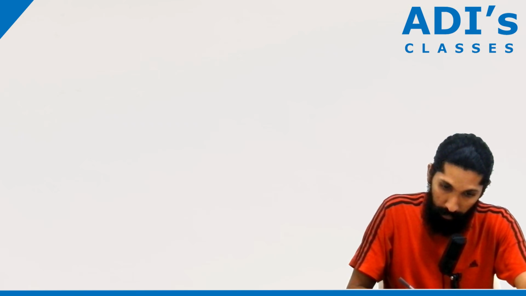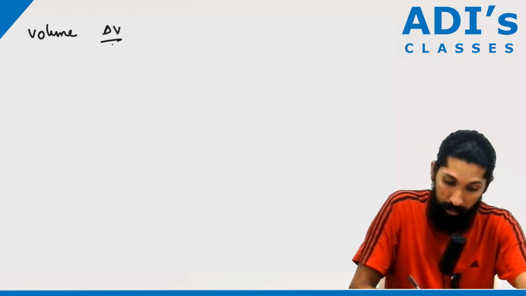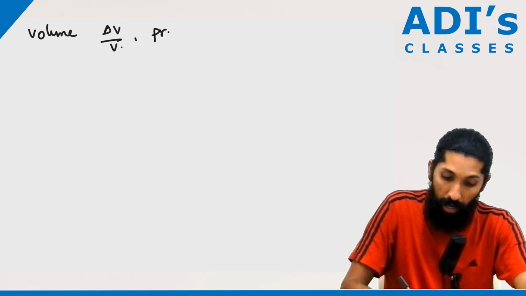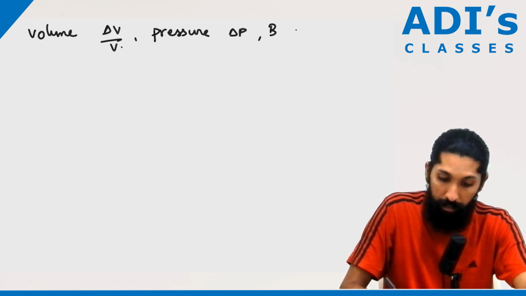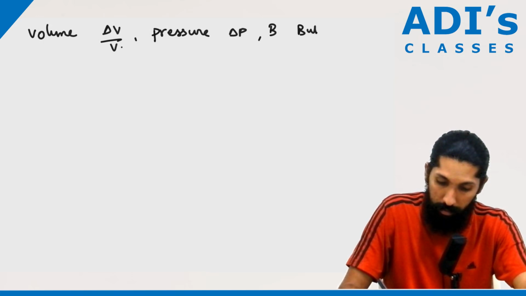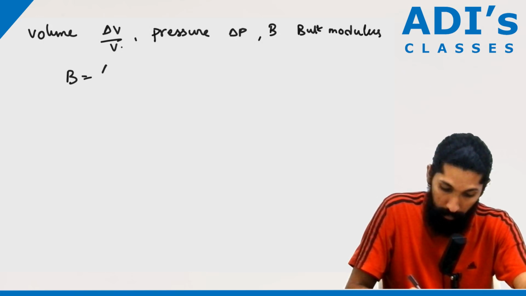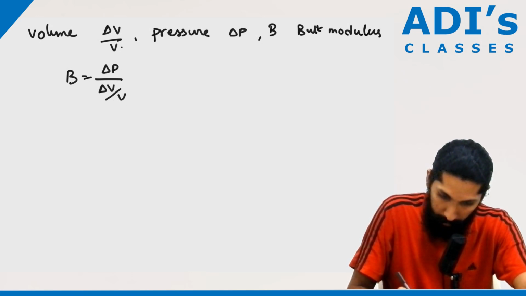The first thing we have is the change in the volume of the medium, which we can represent as delta V by V. And the change in the pressure, we can say as delta P. And B becomes the bulk modulus. So now what we have is B is equal to delta P divided by delta V divided by V.